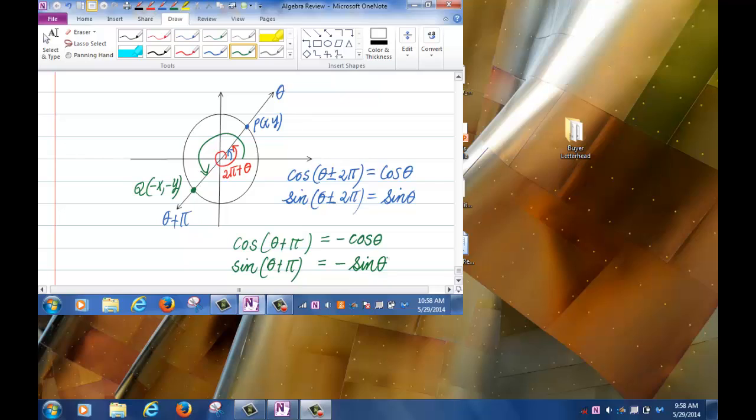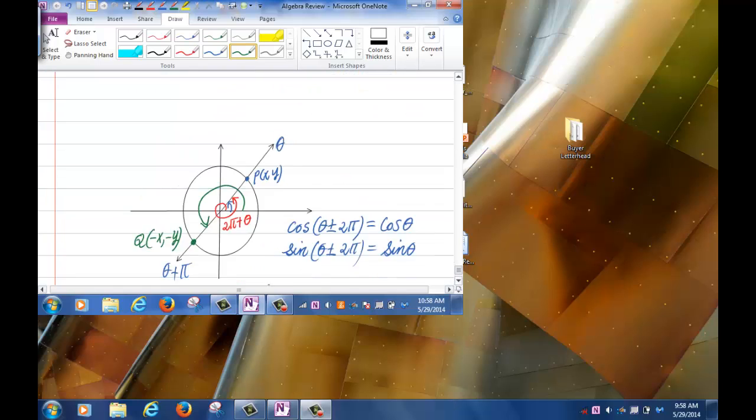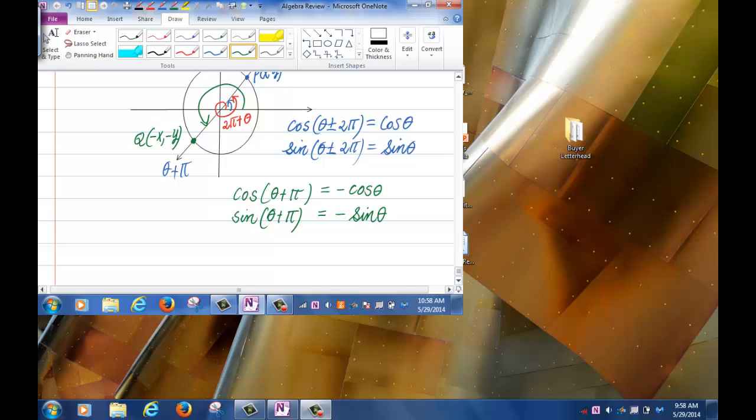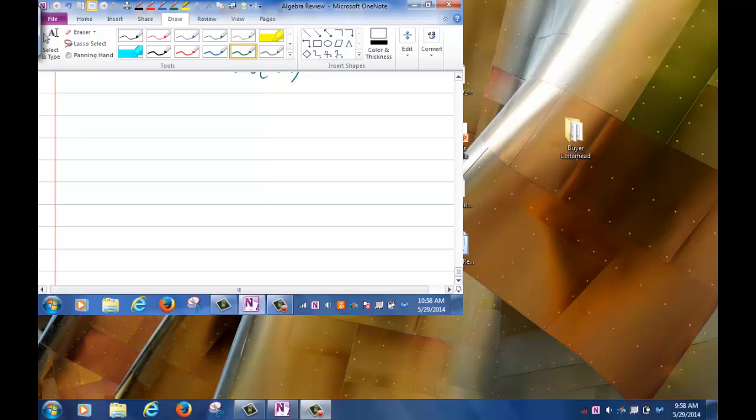Anything at all, these identities still hold. Okay? All right. By the way, think about what happens when you write theta minus pi instead of theta plus pi. I'll let you think about that, and if you have questions on that, I'll answer them later.